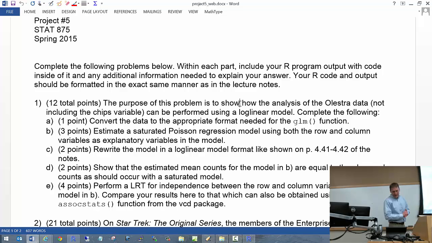Anyway, what you're going to do with the data now is similar to what we did with the Larry Bird data set in Chapter 4, and that is to analyze the data in a log linear model format. If you take a look at the Larry Bird data set, how we approached it in class, this problem is going to be fairly straightforward.